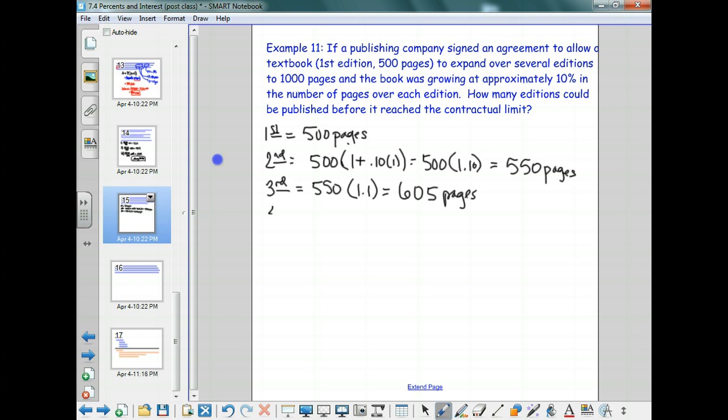All right, how about my fourth edition? All right, so it's 605 to start with, right? 605 times the 1.1. And then Kayla, what'd you get? 665. Okay. So we need a whole number of pages. I really don't care whether you round up or round down. It doesn't matter to me as long as you're getting pretty close. We're okay. So somewhere around 666 pages.